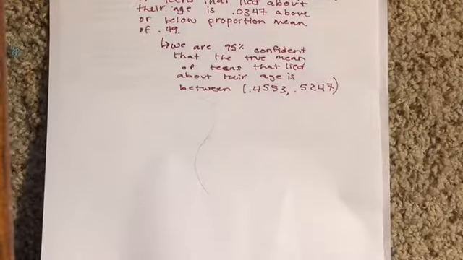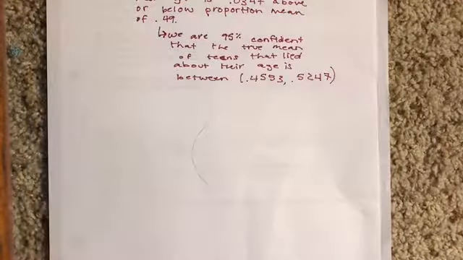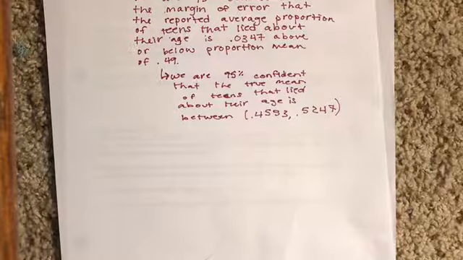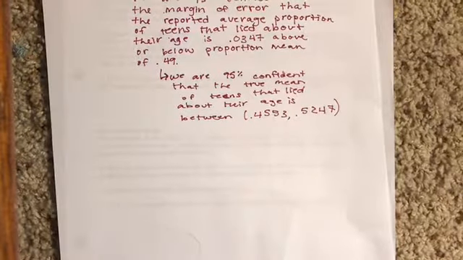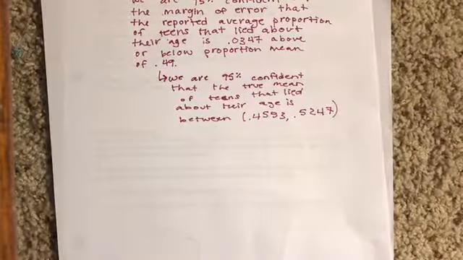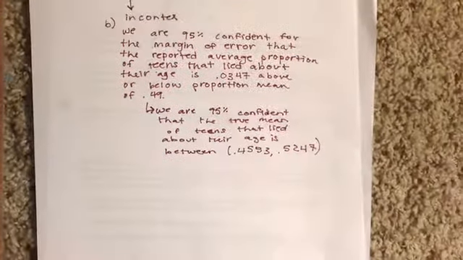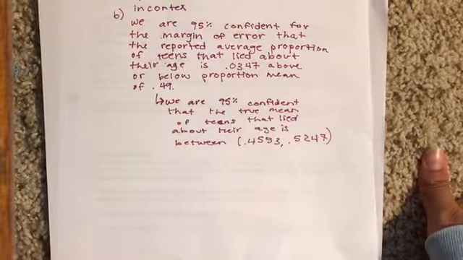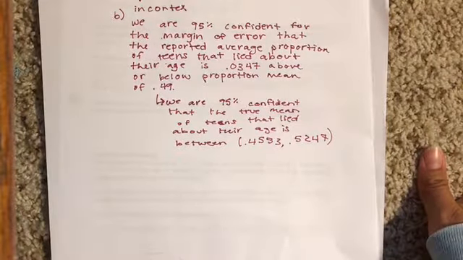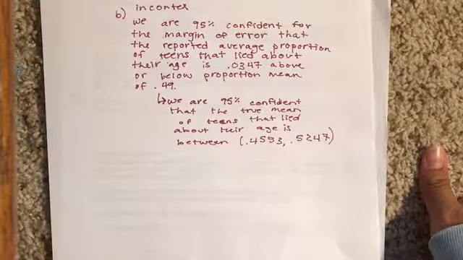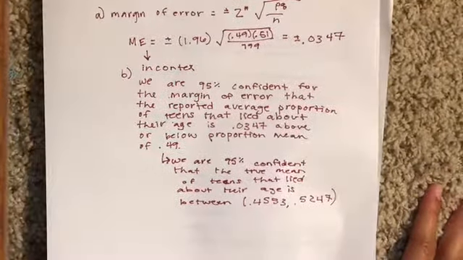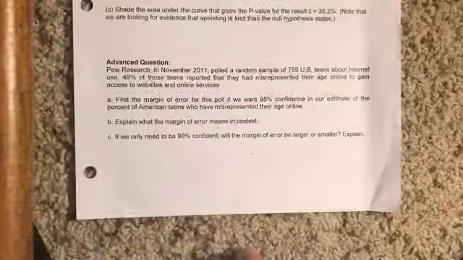So basically what the margin of error is saying is that we are 95% confident that the true mean of the teens that lie about their age is between 0.4553 and 0.5247, and we found that by just going above and below the mean of 0.49 with 0.0347, which is what we calculated the margin of error to be in Part A.